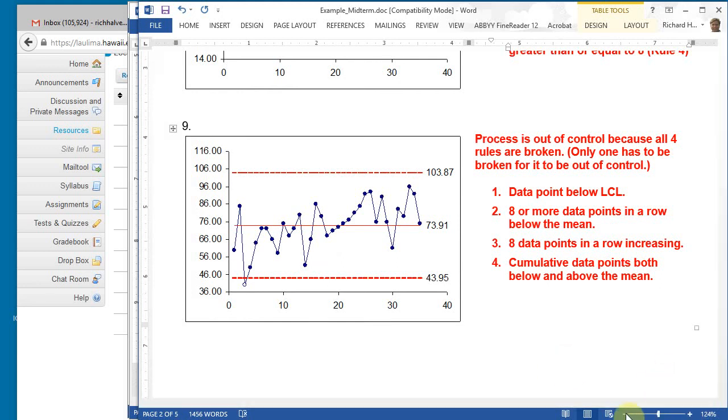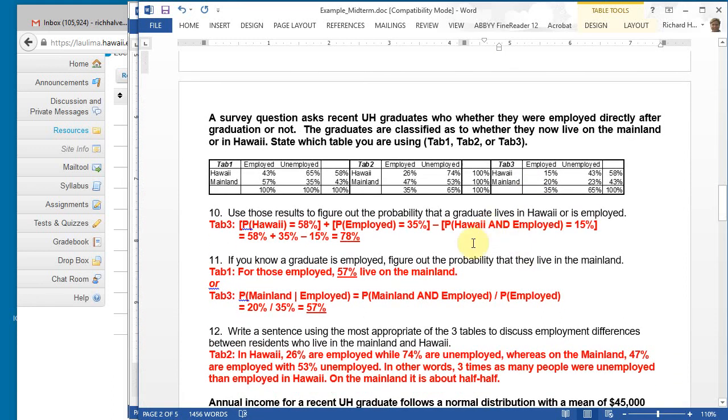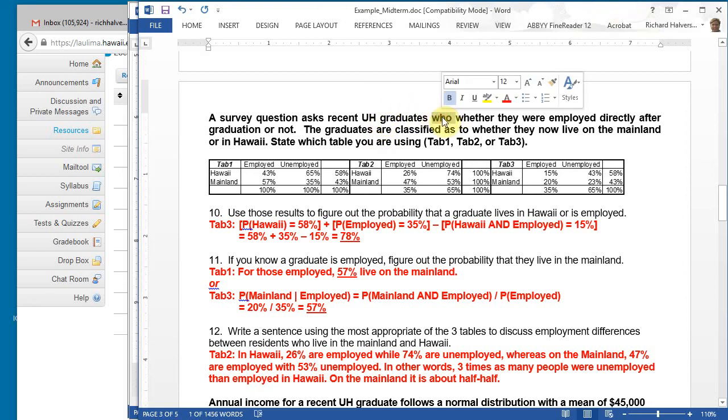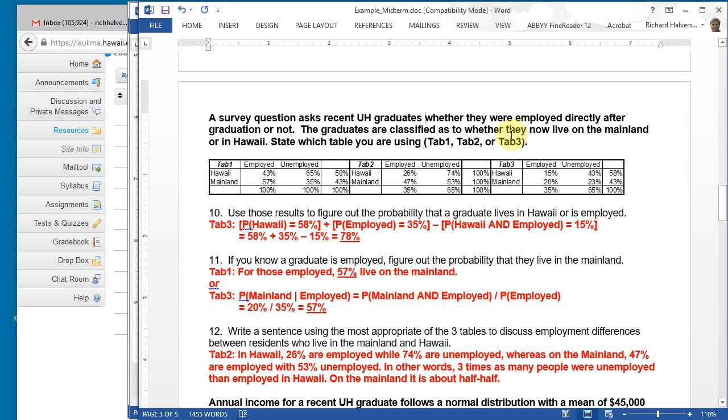Okay. So let's go to the next problem. Problem 10. A survey question asks recent graduates whether they were employed directly after graduation or not. The graduates are classified as to whether they now live on the mainland or live in Hawaii. State which table you are using. There's table 1 here, table 2 here, and table 3 here. So let's start with question 10.